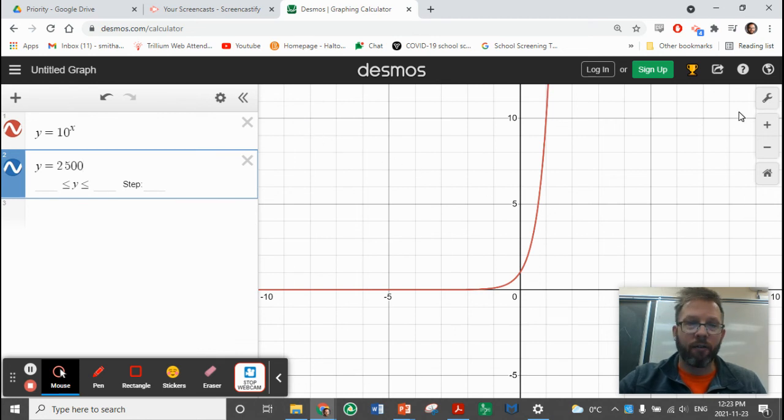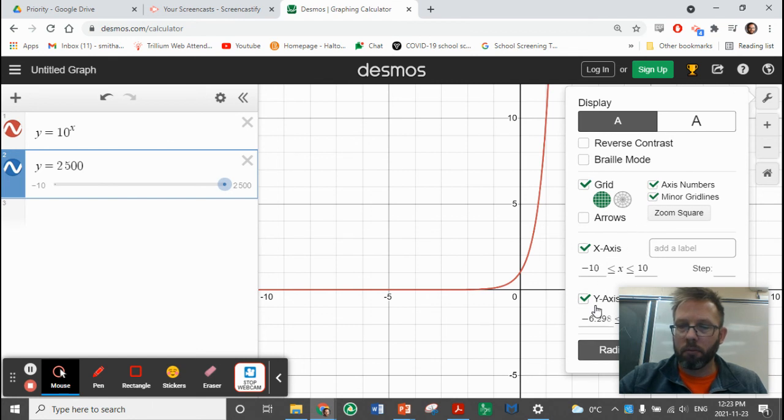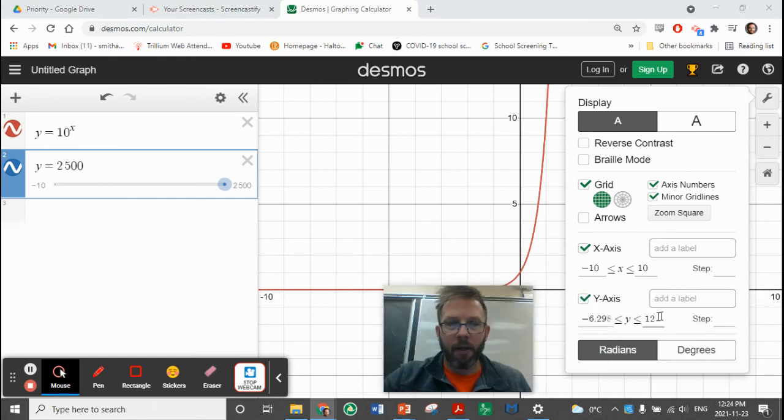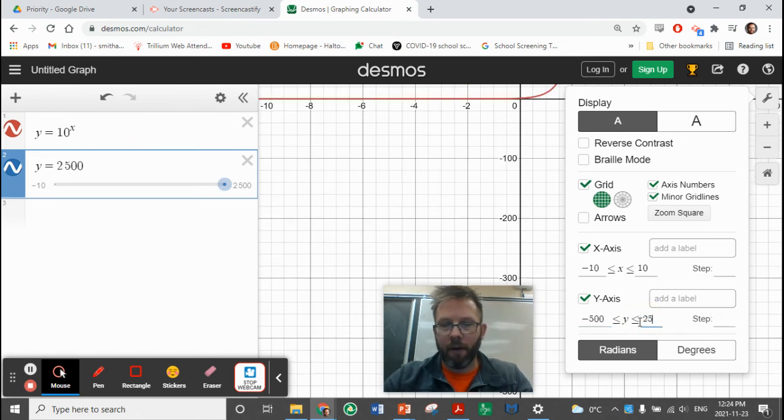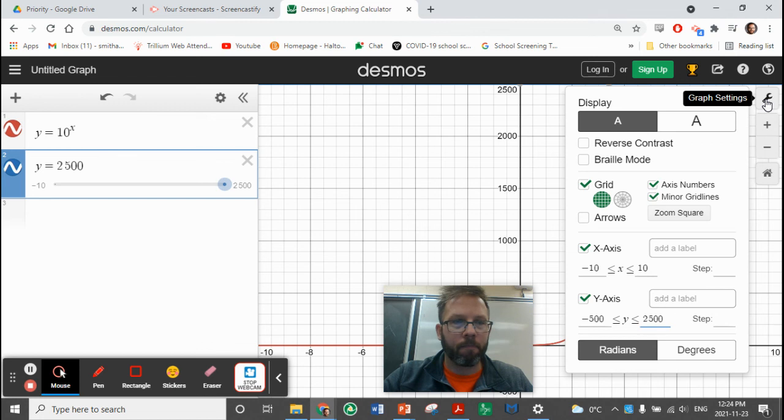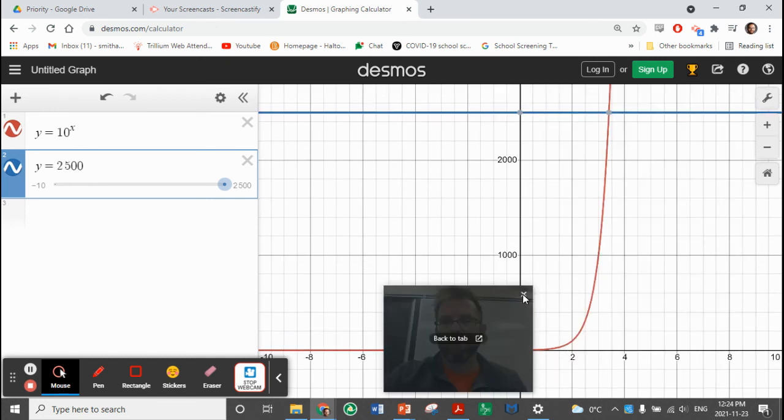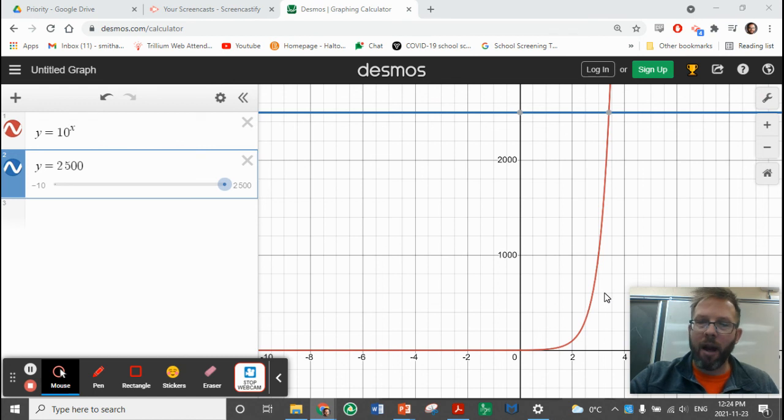Now I'm going to change the scale on our graph a little bit. Get out of the way, face. Maybe I'll make this minus 500. Make this 2,500. Maybe a bit more, like 2,800 just for me to see. All right. There we go. We have our graph of 10 to the power of x. We've graphed 2,500. When are they equal? And we can see to 3 decimal places, about 3.398.